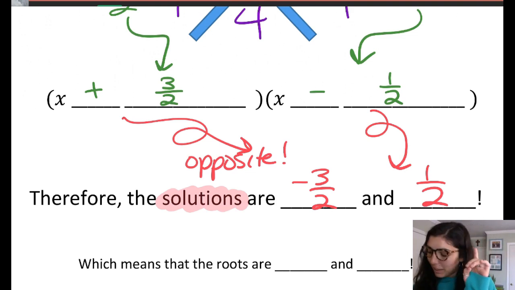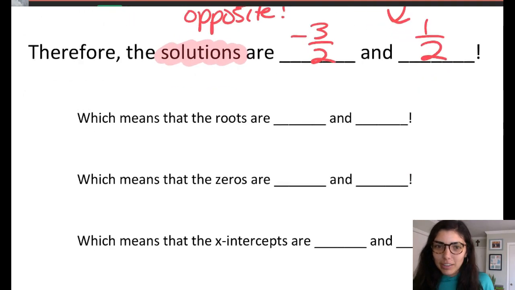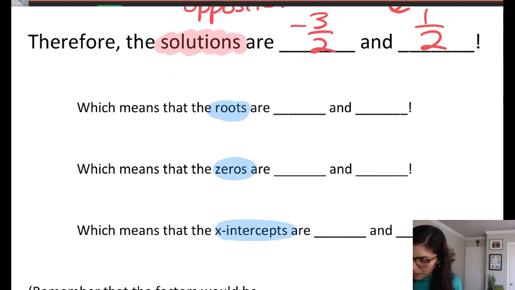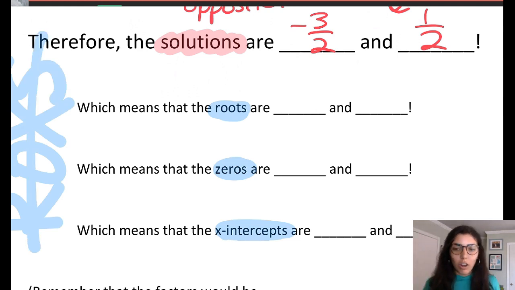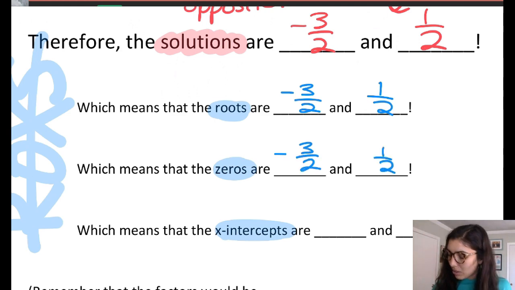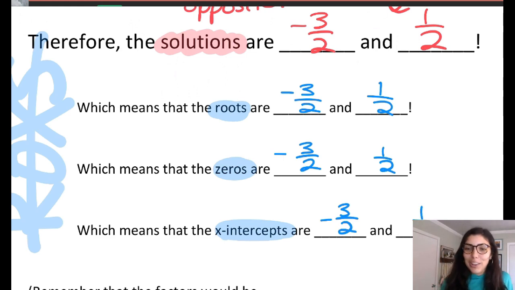But what's cool about finding the solutions in this process of factoring is that I also now know what the roots, zeros, and x-intercepts are, because those are a part of my ROCKS words. And my ROCKS words are all the same. So my roots will also be negative 3 over 2 and 1/2. My zeros will also be negative 3 over 2 and 1/2. And my x-intercepts, negative 3 over 2 and 1/2. Boom! I know a lot of information once I know how to solve by factoring.